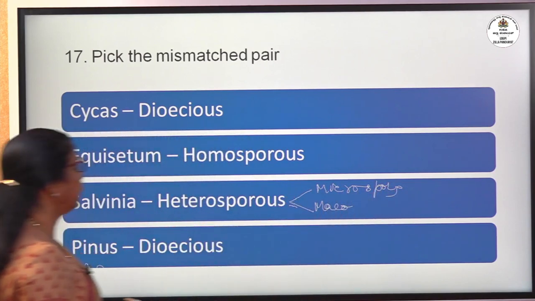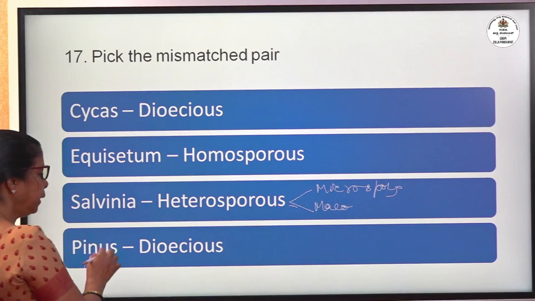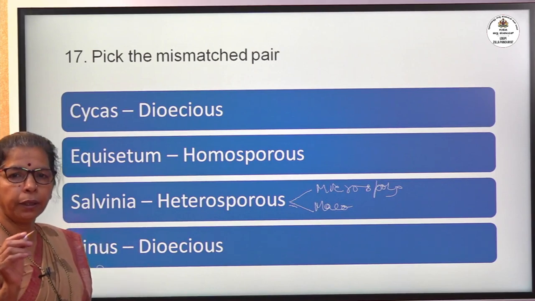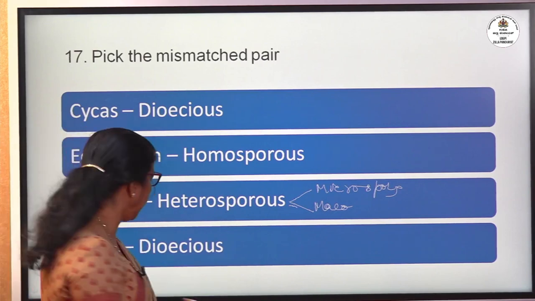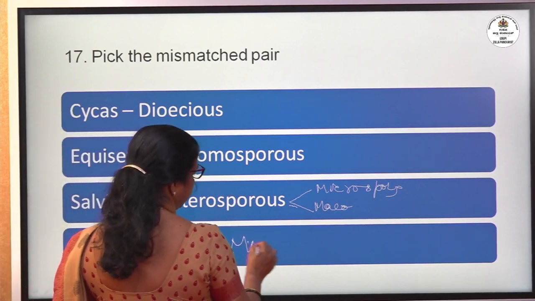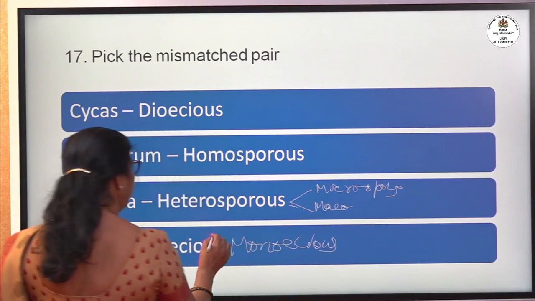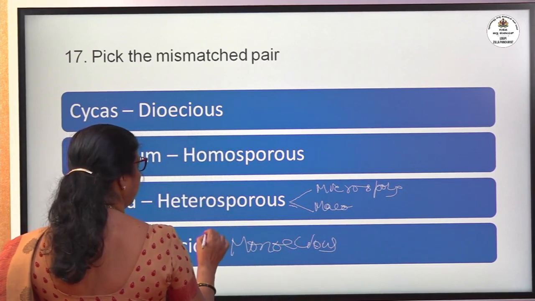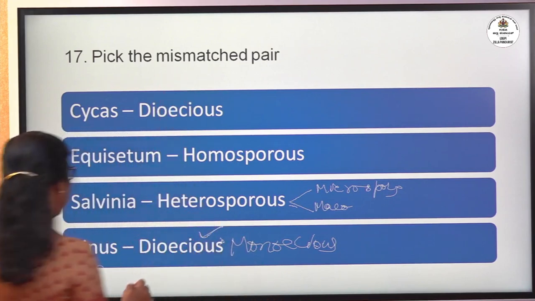So that is heterosporous, and Pinus, which is said to be dioecious. Actually, Pinus male and female cones are different, but they are found in the same plant. So this is monoecious. Monoecious plant. So this is wrong. So the correct option is the mismatched pair, that is D.